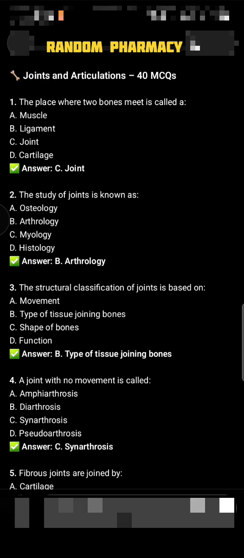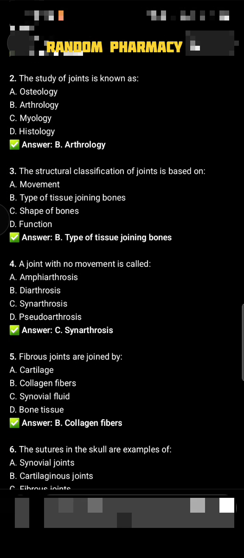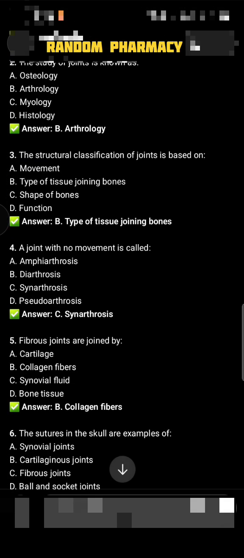The place where two bones meet is called a: muscle, ligament, joint, cartilage? The right answer is joint. The study of joints is known as osteology, orthology, myology, histology. The right answer is orthology. The structural classification of joints is based on movement, types of tissue joining bones, shapes of bones, function. The right answer is type of tissue joining bones.